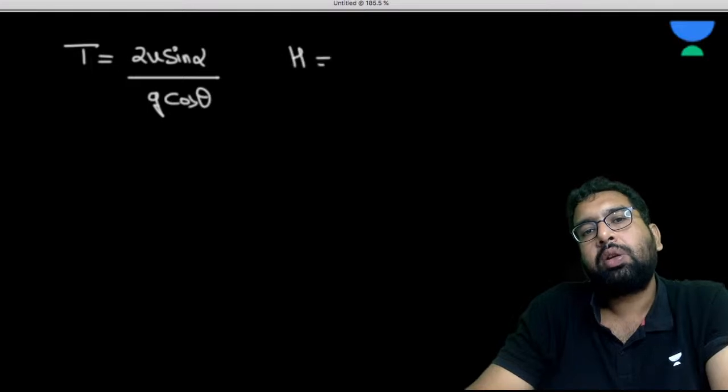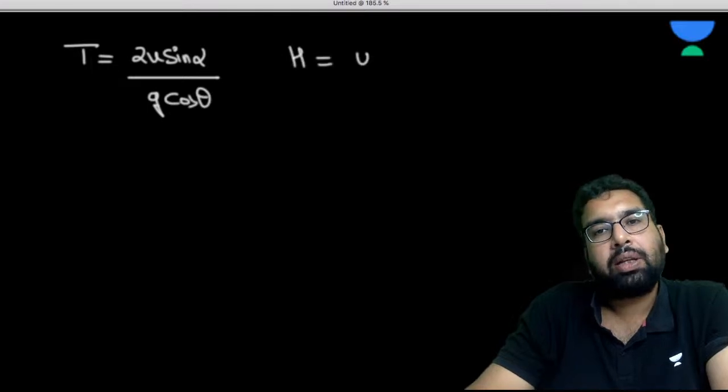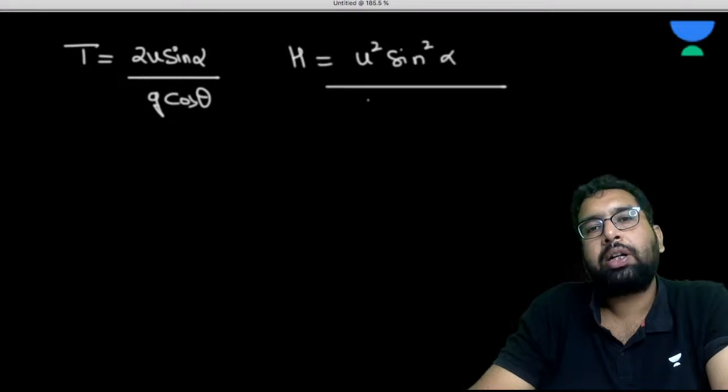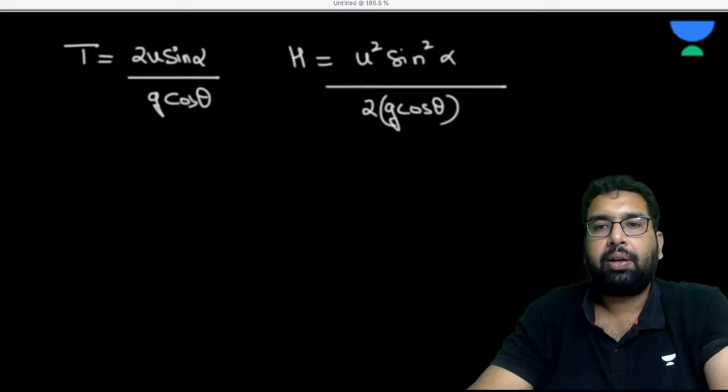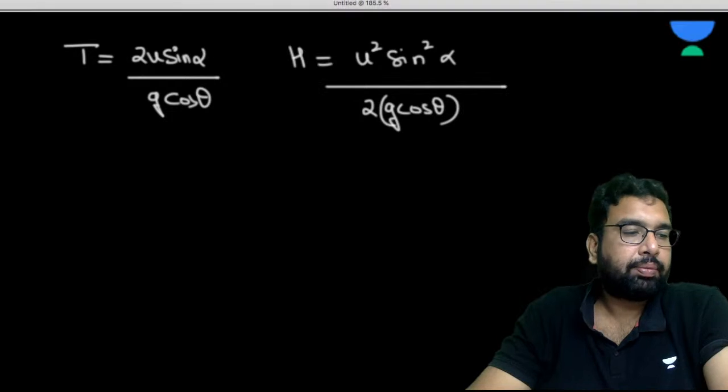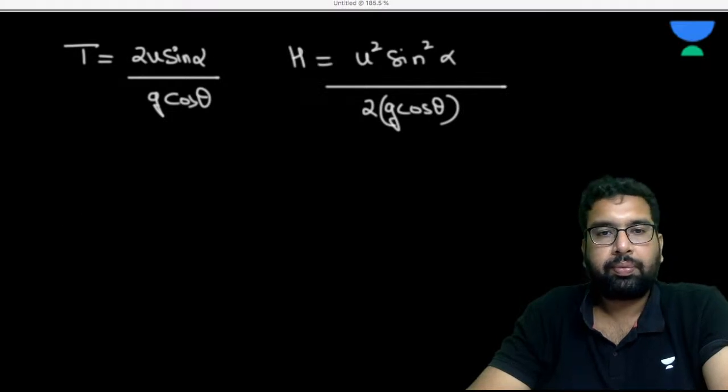Now h is also u square sine square alpha upon 2g in ground to ground projectile, and here it is 2g cos theta. So this is the same thing, with g cos theta as the acceleration in y direction. Understood? Please answer me.